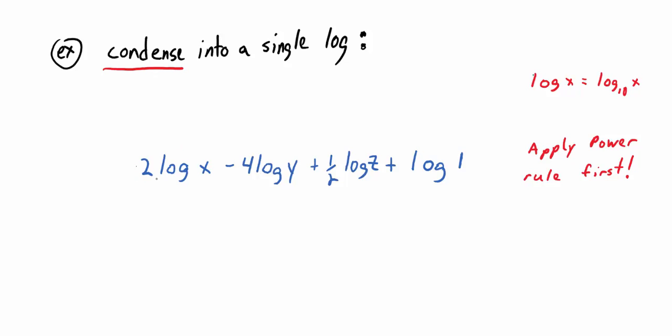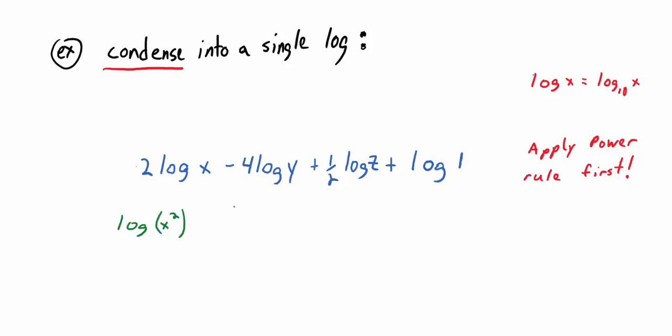So, okay, rewrite 2 log of x for me. What do you get? Log of x squared. So again, the input is x squared, and when the base doesn't show, it's base 10. So it's really log base 10 of x squared, but we don't write that when it's base 10. We just say log of x squared.